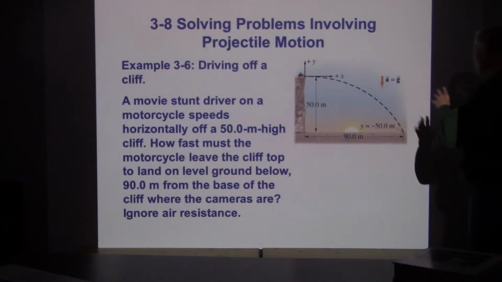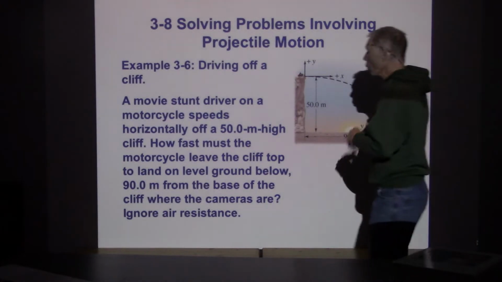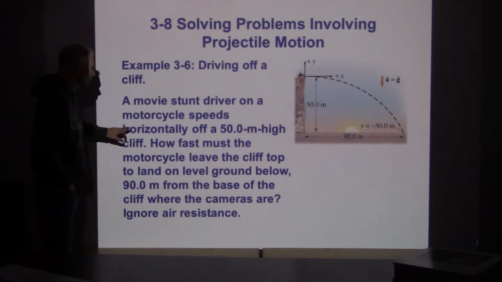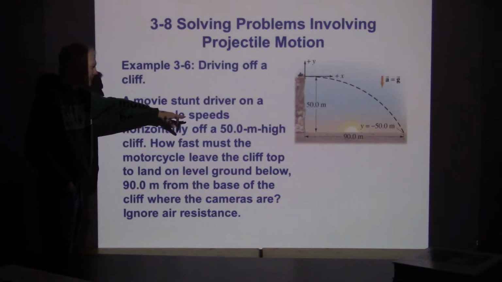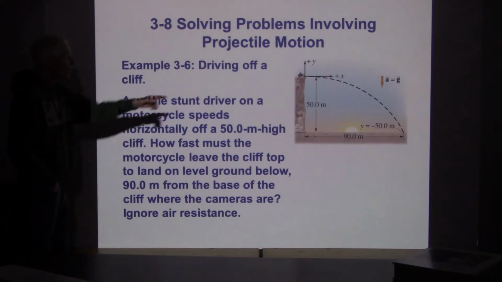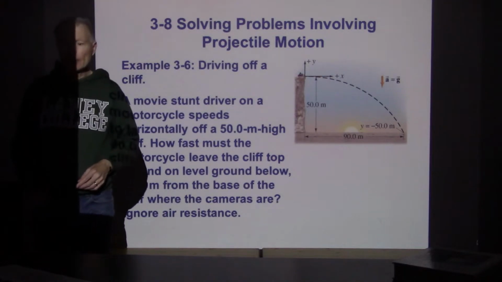Anyway, there's a movie crew with some cameras out over here. They're going to be keeping track of the landing and the whole stunt. So the movie stunt's going to drive off a 50-meter high cliff. How fast should the motorcyclist be moving to make sure that they travel the 90 meters?